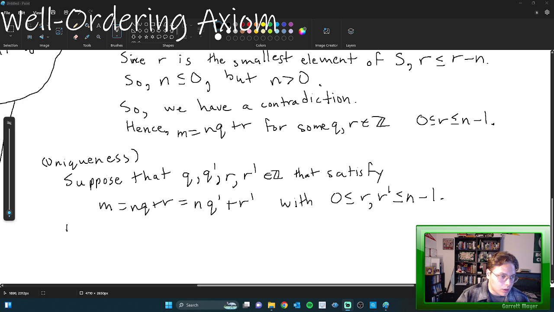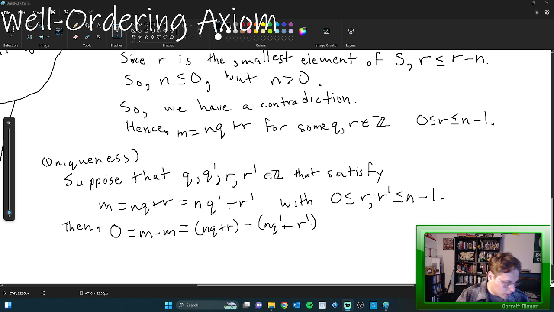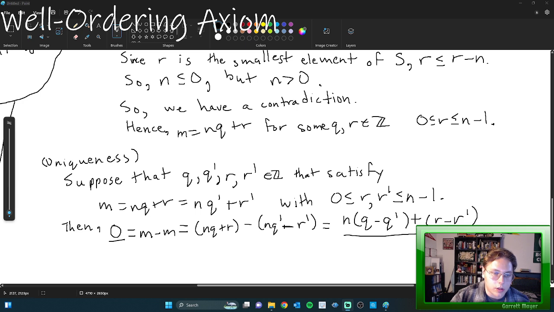Then we know that 0, we're going to just decompose 0 quickly, is m minus m, which also means that it's equal to nq plus r minus nq prime minus r prime. And this means that 0 equals n times q minus q prime plus r minus r prime. So we have 0 equals n times q minus q prime plus r minus r prime.